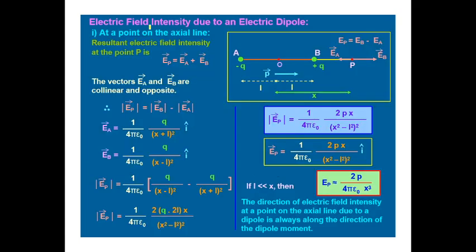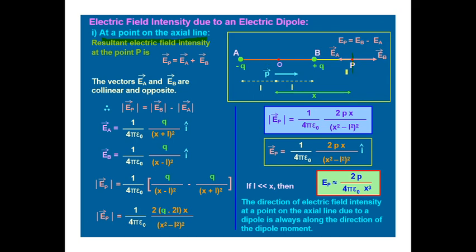Electric field intensity due to an electric dipole. So what is the electric field intensity due to the electric dipole at an axial point? The first case is at a point on the axis of the dipole. So there are two charges, minus q and plus q, separated by a small distance 2L, and the electric field intensity is to be calculated at a point on the axis of this dipole.